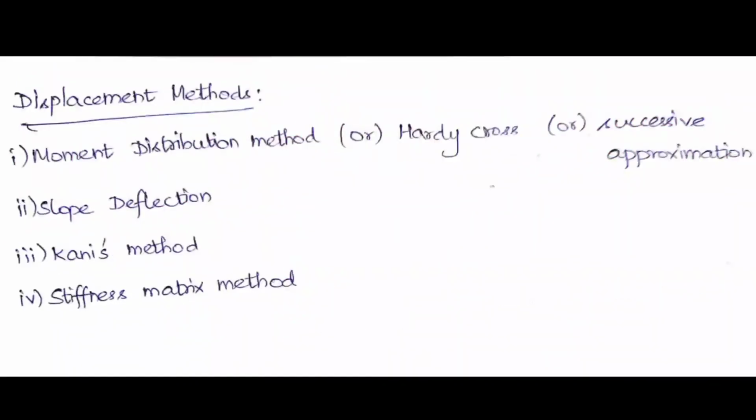The next is the displacement method. Here there is the moment distribution method, which is also called the Hardy-Cross method, because he discovered it. It is also called successive approximation, because we take a number of iterations in that method, so we can call it the iteration method also. Then there are the slope deflection method, Kani's method, and the stiffness matrix method. Here moment distribution and stiffness matrix are very important, so we'll be seeing that.